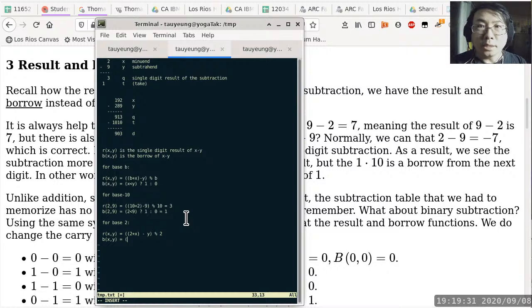And then for b of x y, it doesn't really matter what base we are talking about. The borrow function is always the same, so it's just x is less than y. If it is the case, then it is going to give us a value of 1. Otherwise, it will give us a value of 0. So no big surprises here, right? Because we just look at the general equation for base b, and then we just change b to 2, because now we want to look at the specific version for base 2. So are we still good?